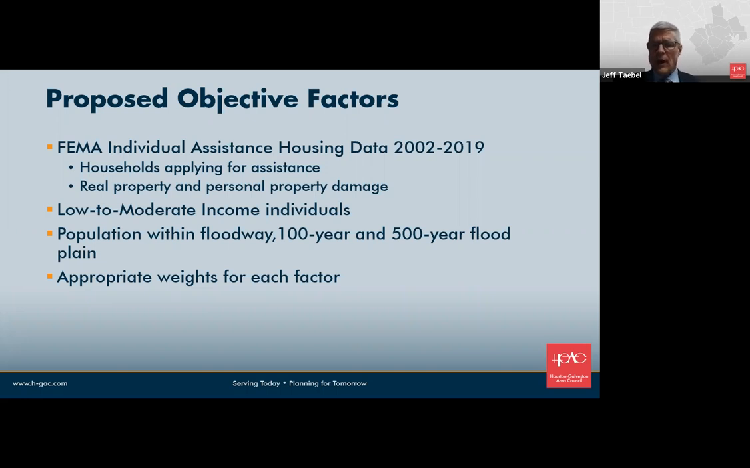We also have the ability to set appropriate weights for each of these factors. So we may just say they all have the same weight, or we may say some of them ought to weigh more than others, and we are interested in hearing if you have any comments either on these factors or on how we should weight them, or any additional factors you think we should consider. Next slide, please.